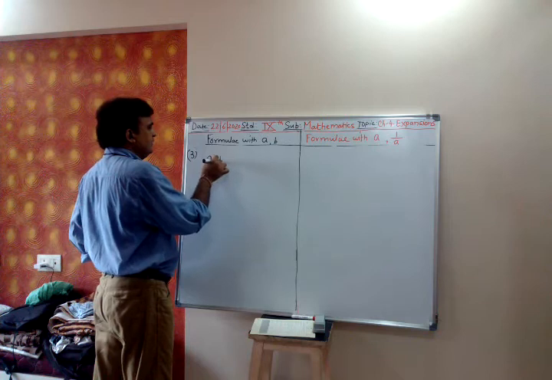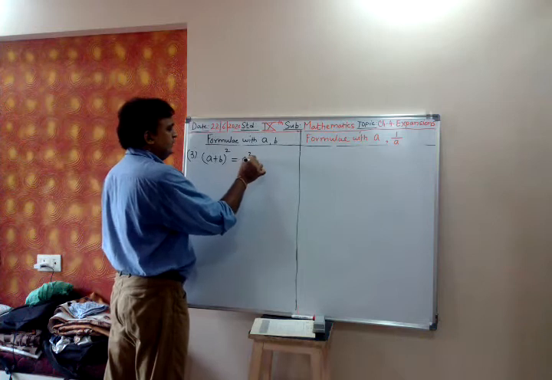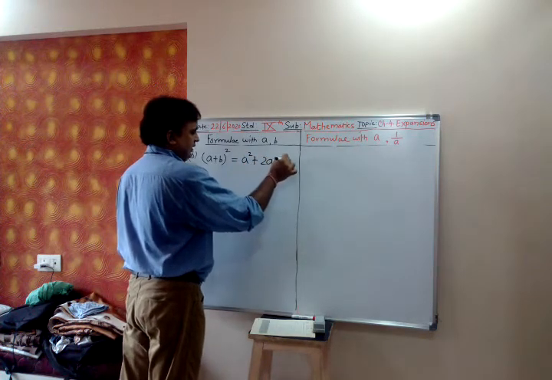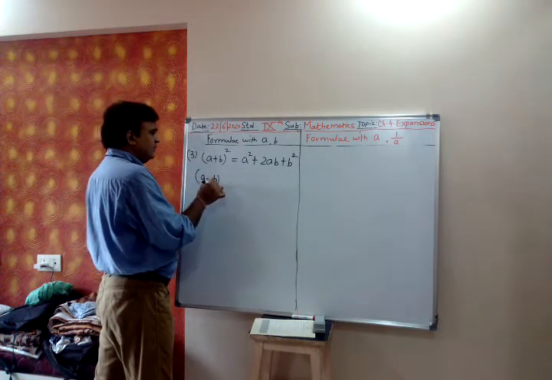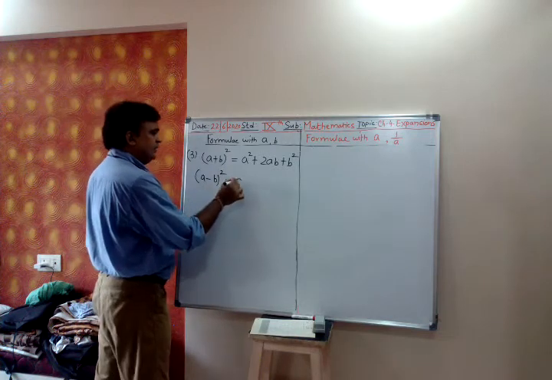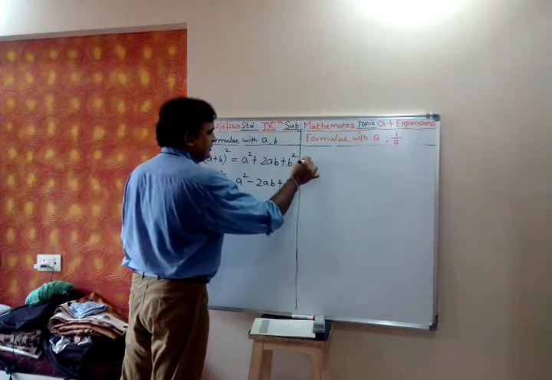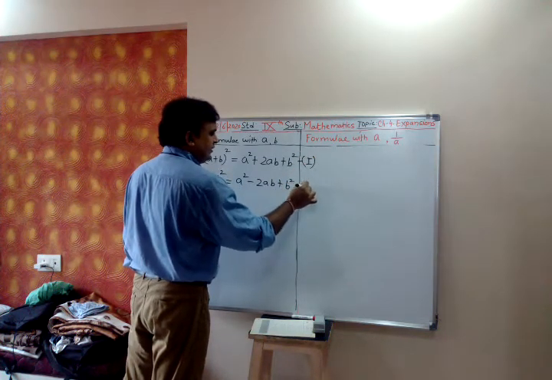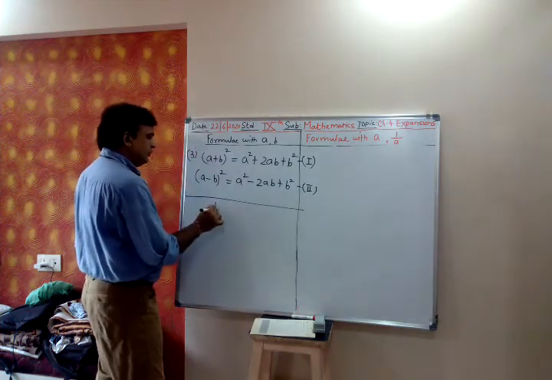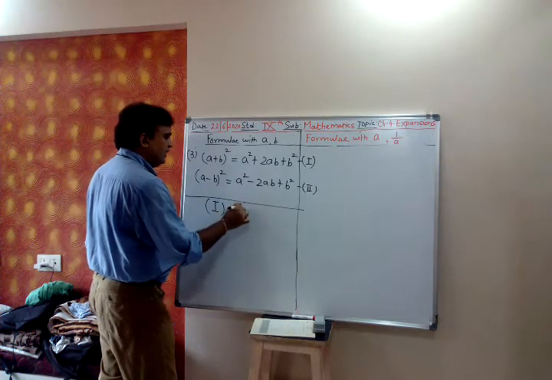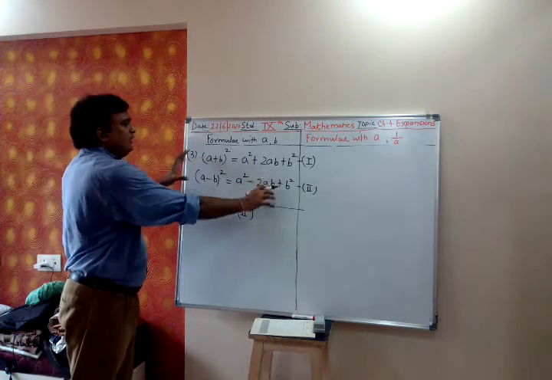a plus b whole square. What is a plus b whole square? a square plus 2ab plus b square. Then I can write, what is a minus b whole square? a square minus 2ab plus b square. Yes, this is my equation 1 and this is my equation number 2. I will add 1 and 2. When we add equations, we add left hand side together and right hand side together.